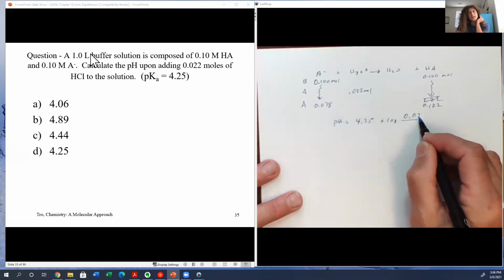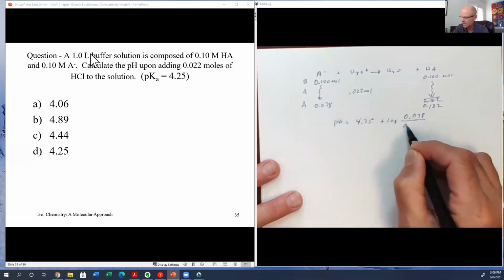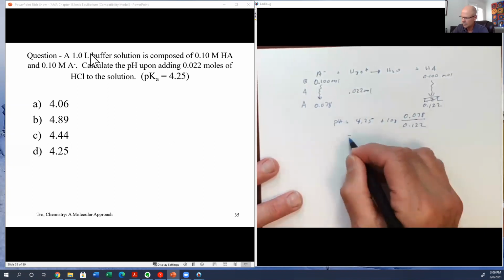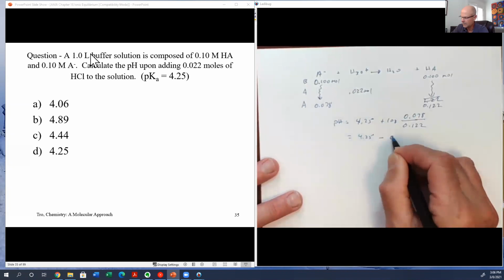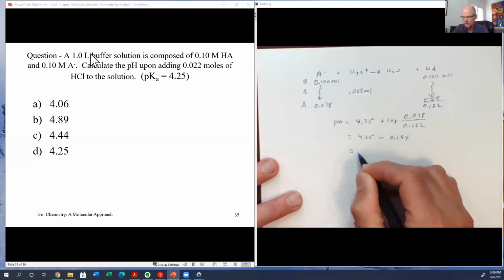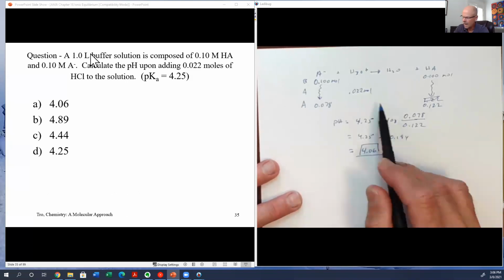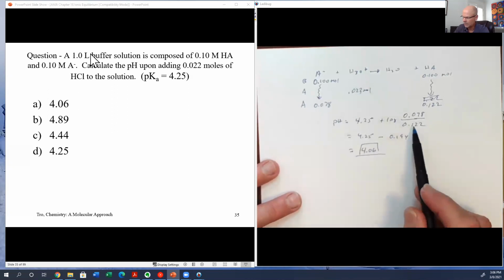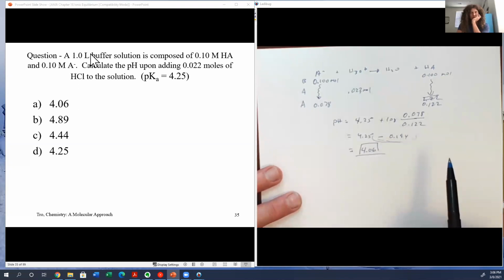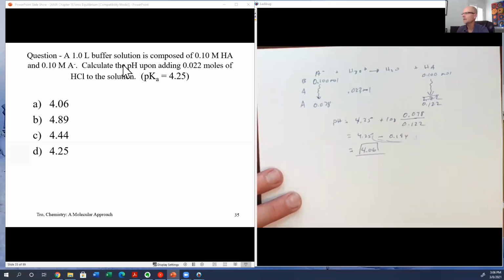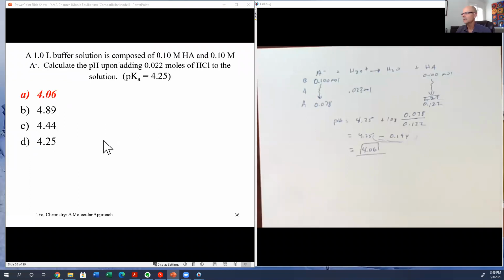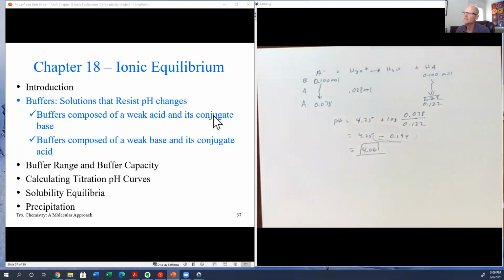Zero 0.078. Correct, 0.078. And then the acid is that, right? So my pH is 4.25 minus 0.194, which is equal to 4.06. Notice I added acid, and in which direction did the pH go? It got more negative, more acidic, right? So that makes sense, okay? So the right answer was A, and most of you got that, so nice work. All right, very good.